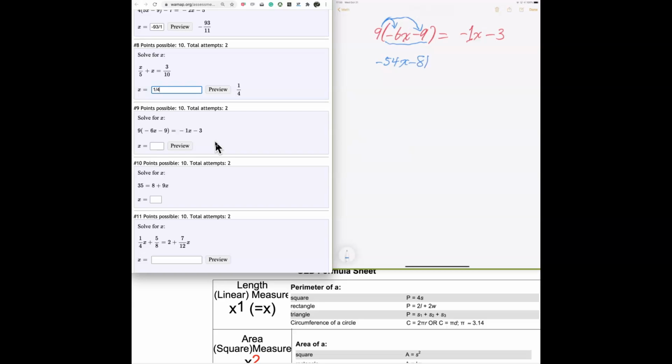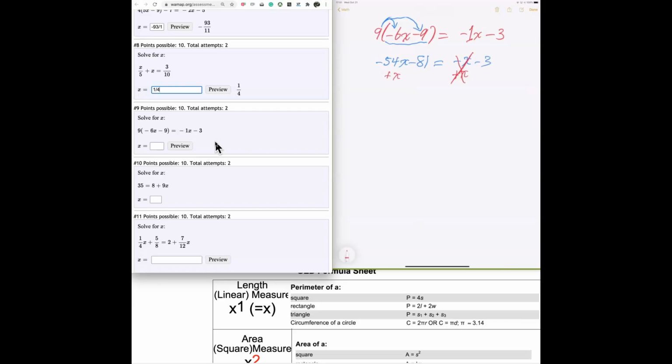All right, so we have 9 times this negative 9. We've got lots of negativity. That's going to be equal to negative x. I'm just going to write x minus 3. So we have to figure out what x is. And what we're going to do is put all the x's on one side. And so let's add an x to this x and get rid of it. And add an x to this side.